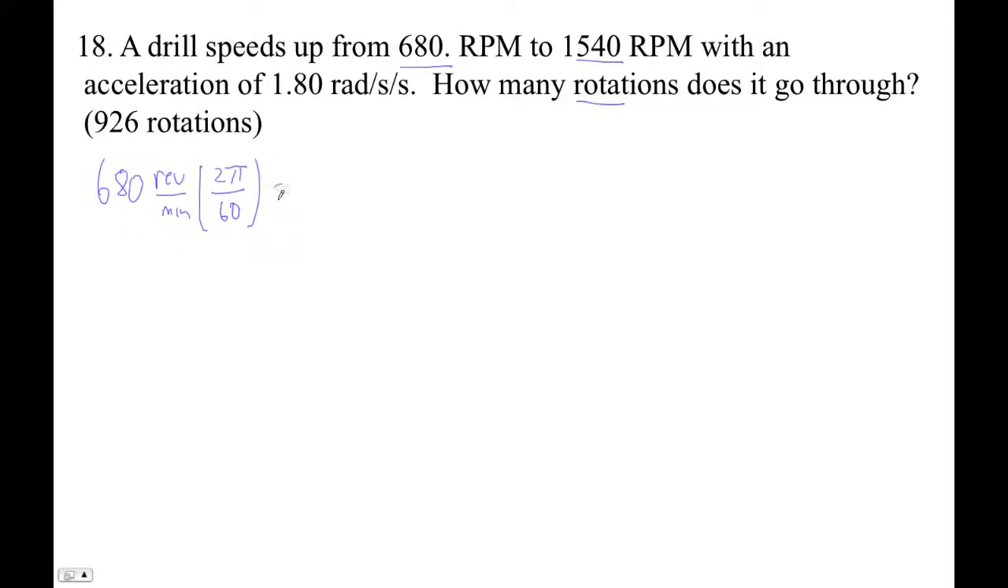71.209. That's radians per second. And then 1540, same thing. Times 2 pi over 60. I'm going to store that in V just for kicks. 1540, and that is 161.268.